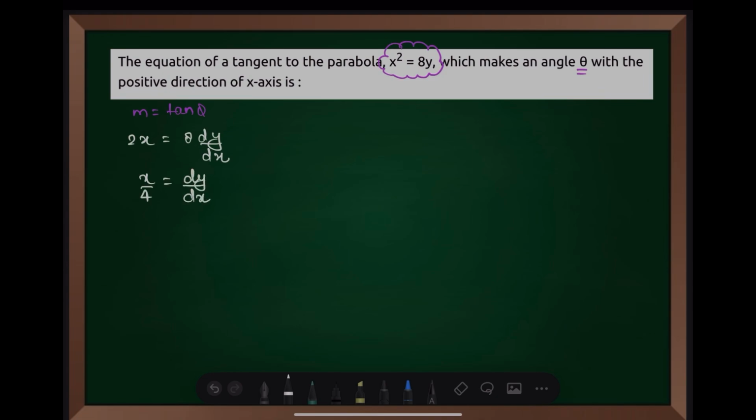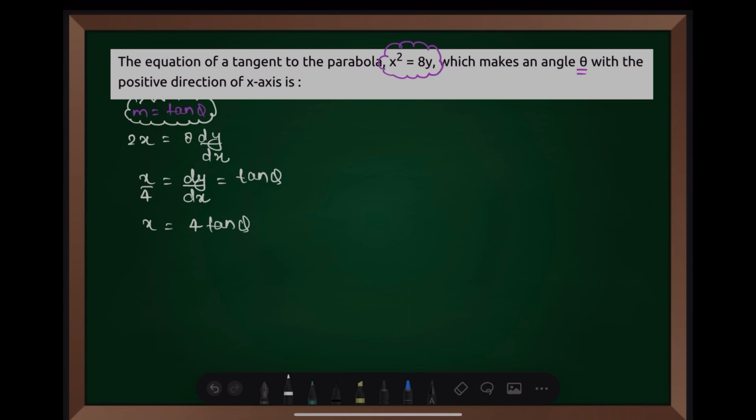Now what is dy by dx? Change in y by change in x. So who is change in y by change in x? Slope, tan theta. So you got tan theta as this. So if this is this thing, so can I say that x is 4 times tan theta? Okay, so you got x coordinate.